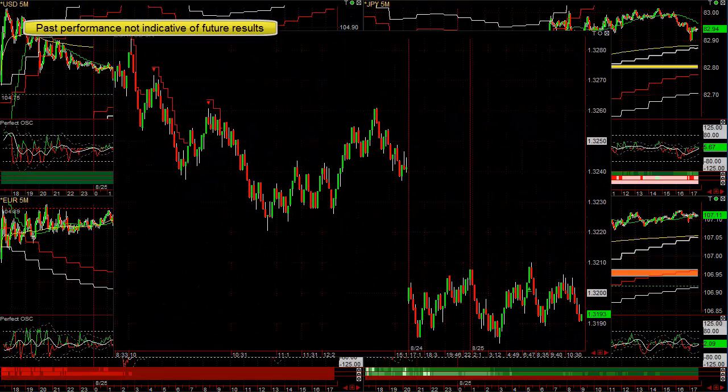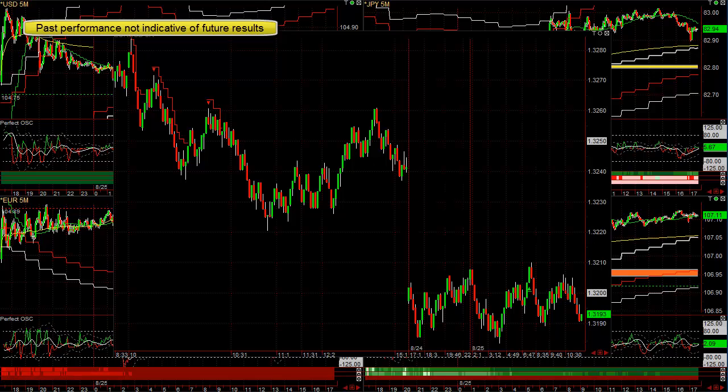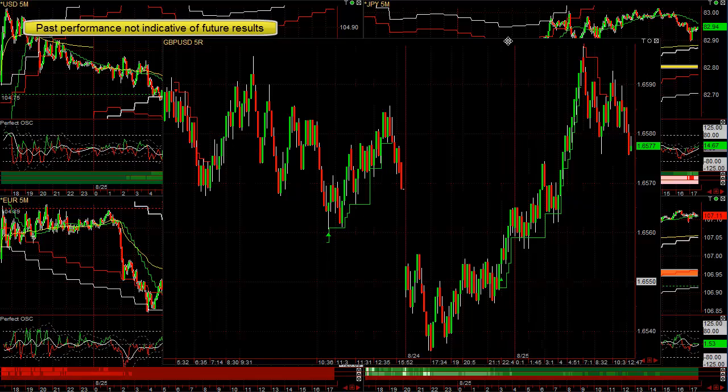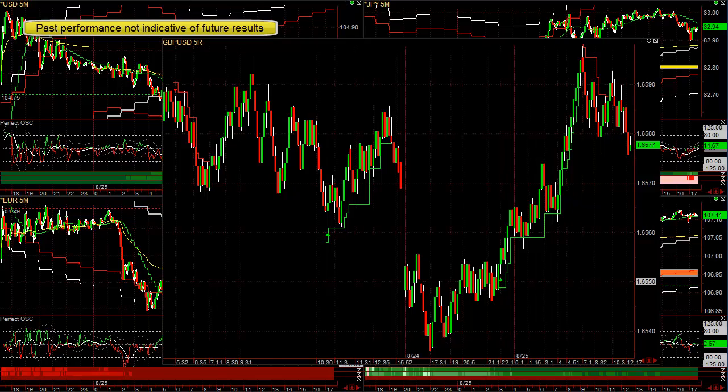The euro is pretty dead, so we have one trade that was a loser. We bought the narrow range breakout and that failed. Luckily, most of the other currencies that we watch and trade did very well. Here's the pound dollar. And the real key to trading is small losses, bigger wins.